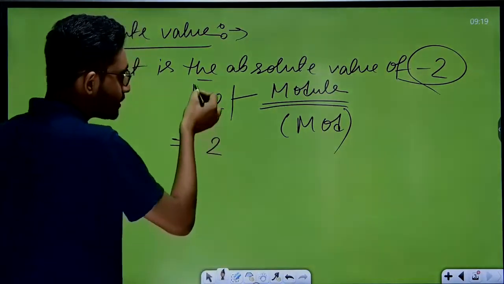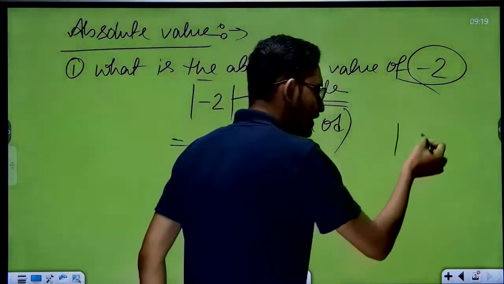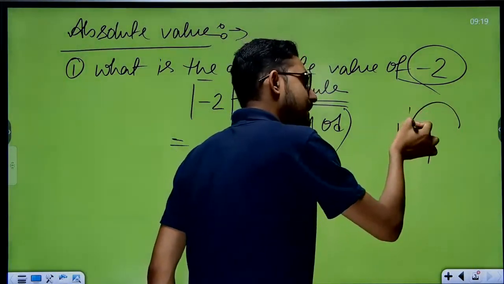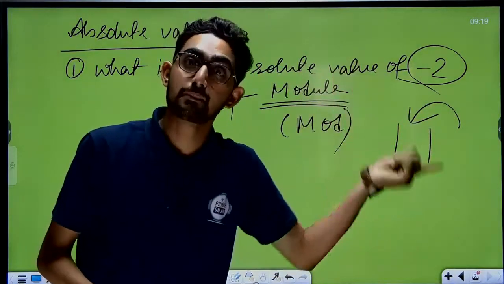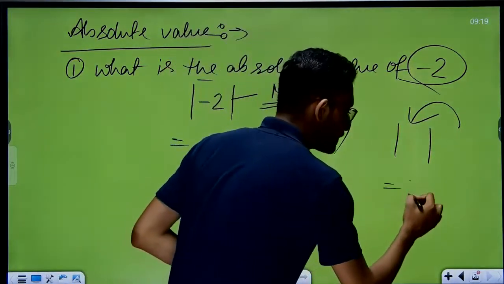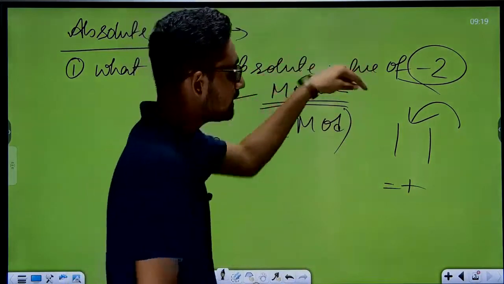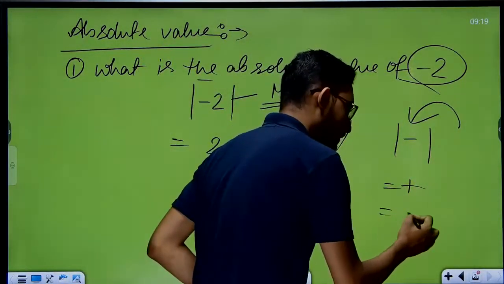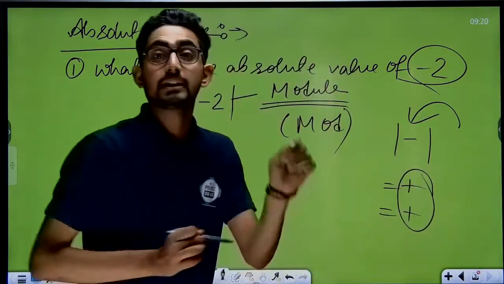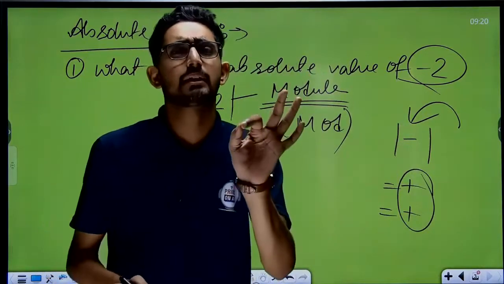Can we say it like this? Mod is a machine. Mod is a machine. In this machine, if I put any value, even if I put plus, the answer will come in plus. If I put a minus value, then also it gives the answer in plus only. It is a very simple concept.